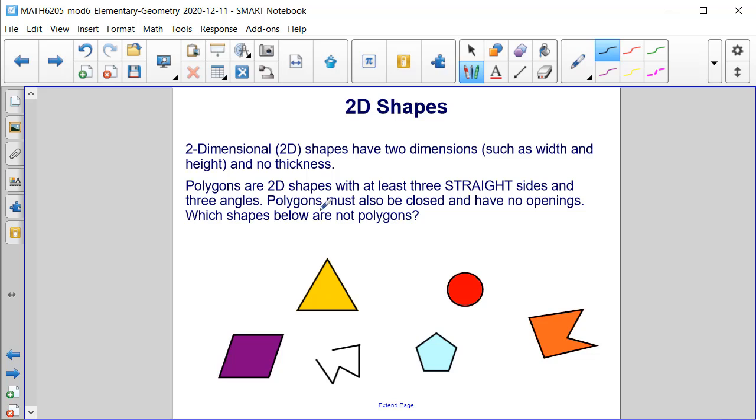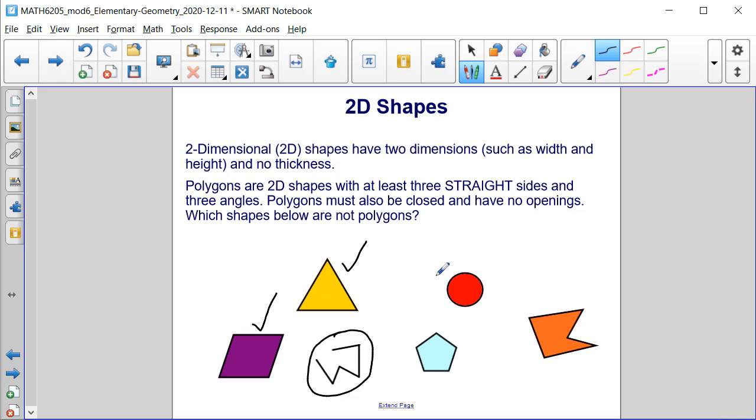Well, we know that polygons have at least 3 straight sides and 3 angles, so the triangle works and is a polygon, as well as this quadrilateral, which has 4 sides. Now they have to be closed, so this opening that exists in this diagram makes it not a polygon.